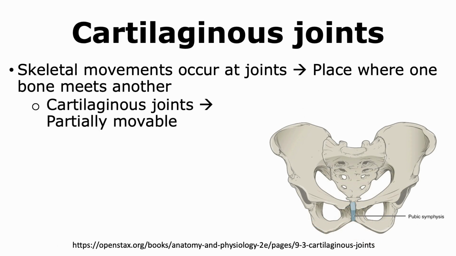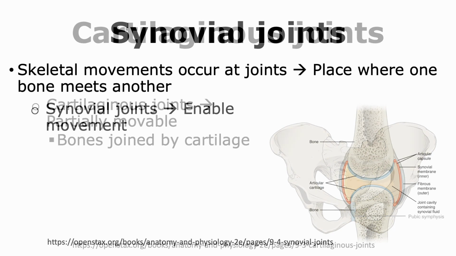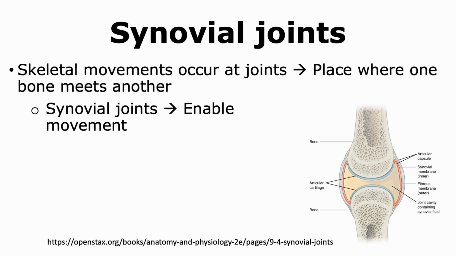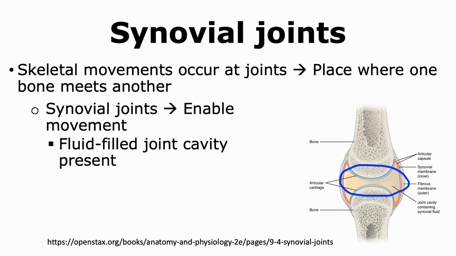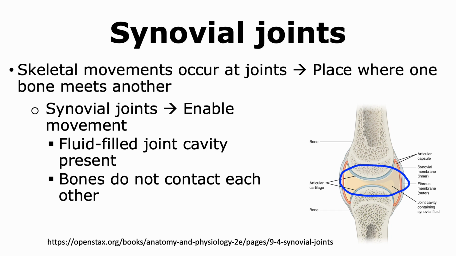Another type of joint is a cartilaginous joint. These joints are partially movable, and in this case, the bones are joined by cartilage. Synovial joints are the ones that enable movement. They show the presence of a fluid-filled joint cavity, which ensures that the bones do not contact one another, and this is what enables movement.